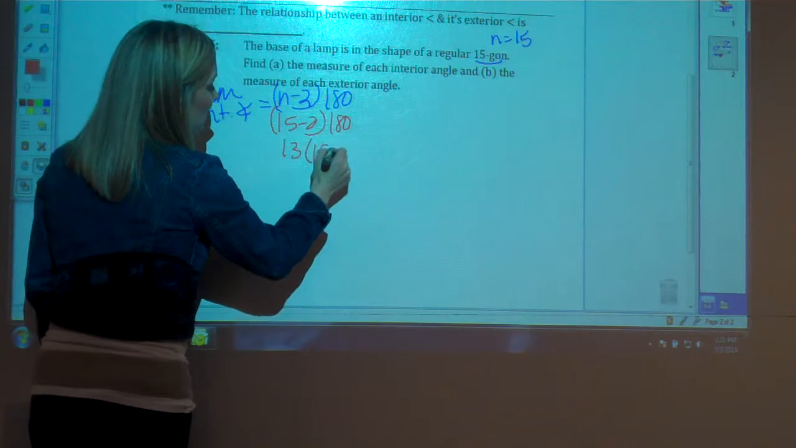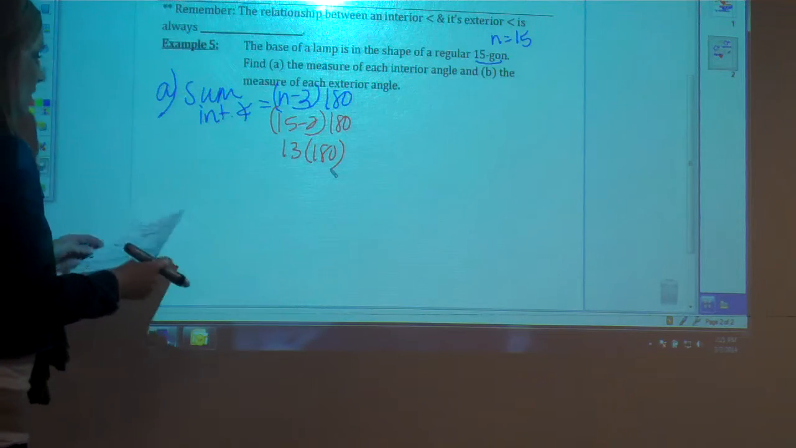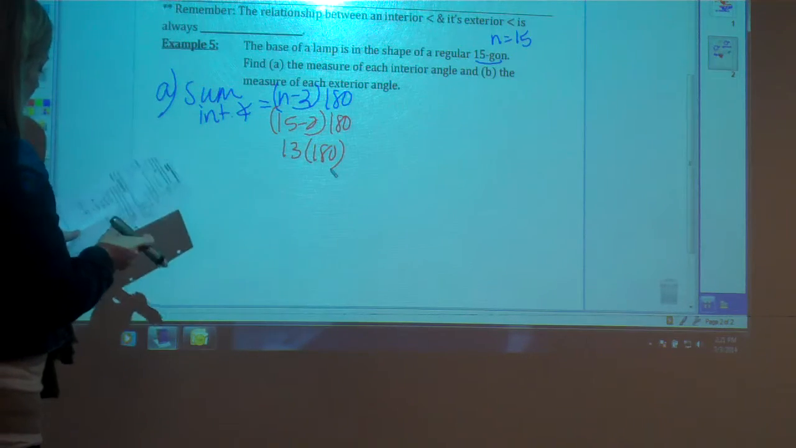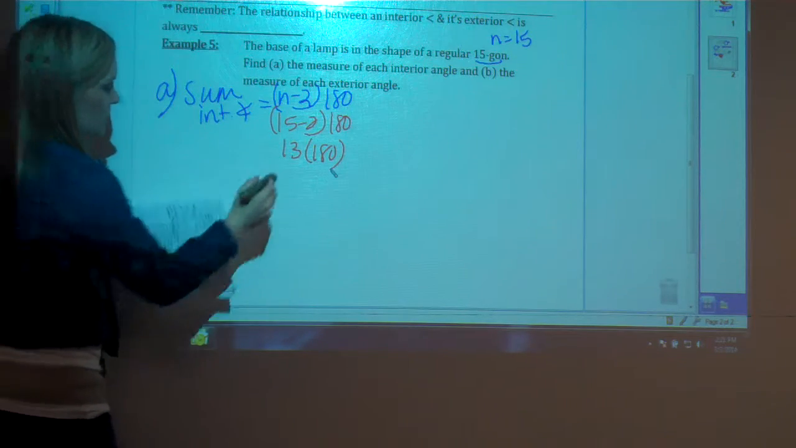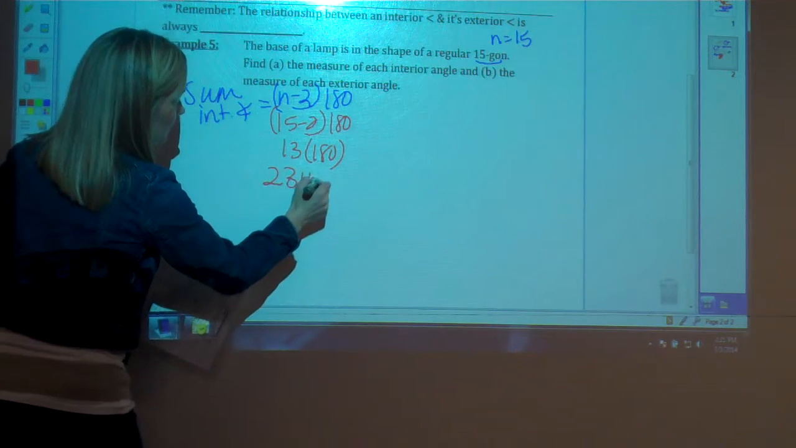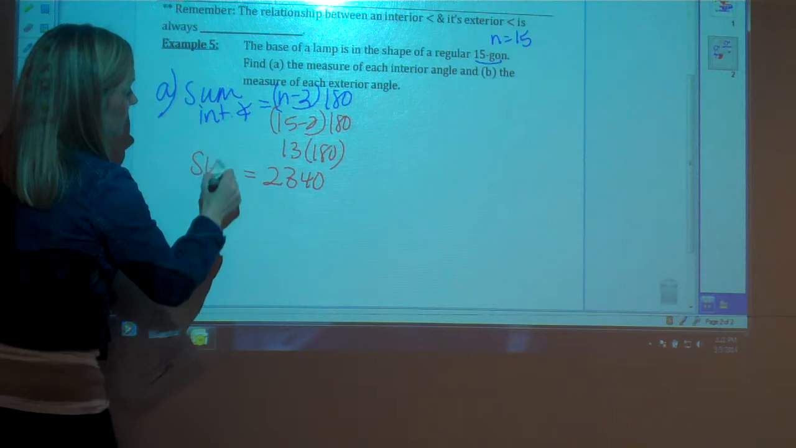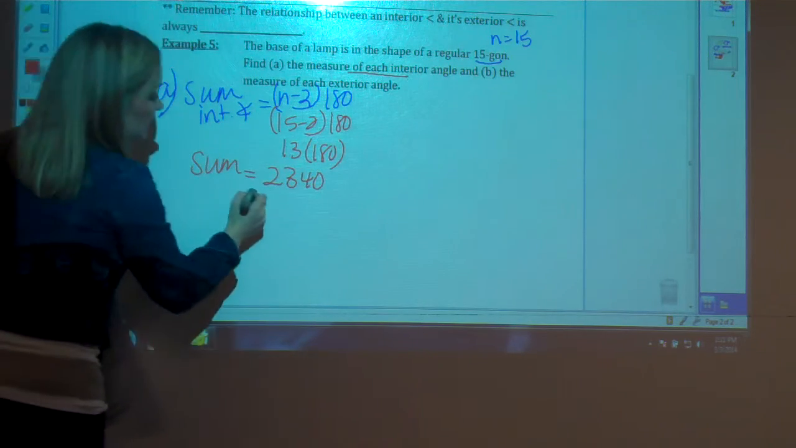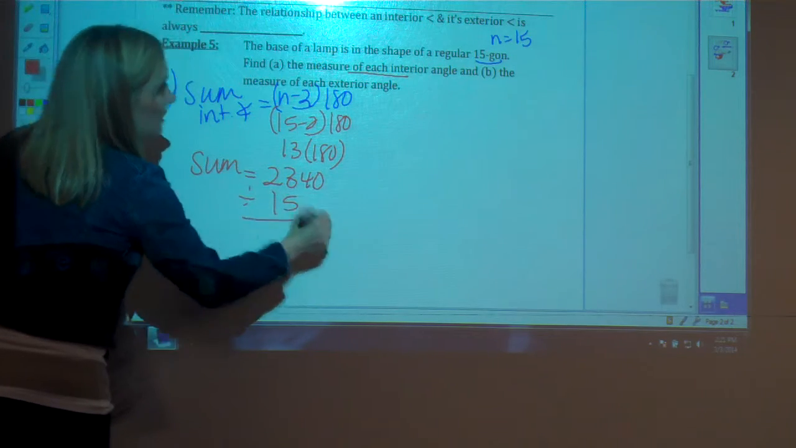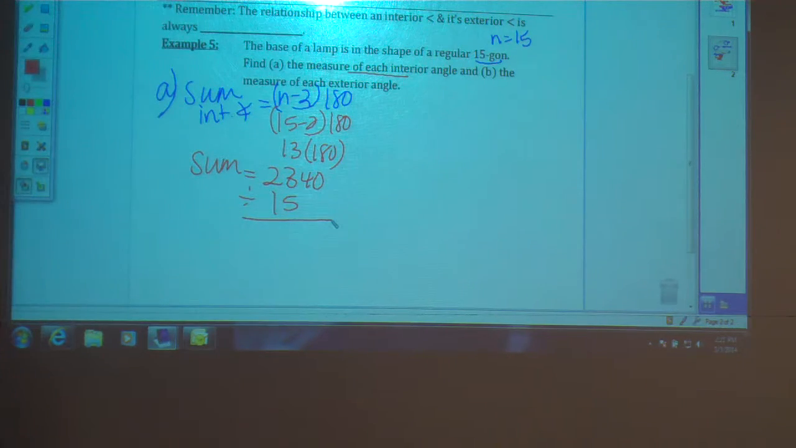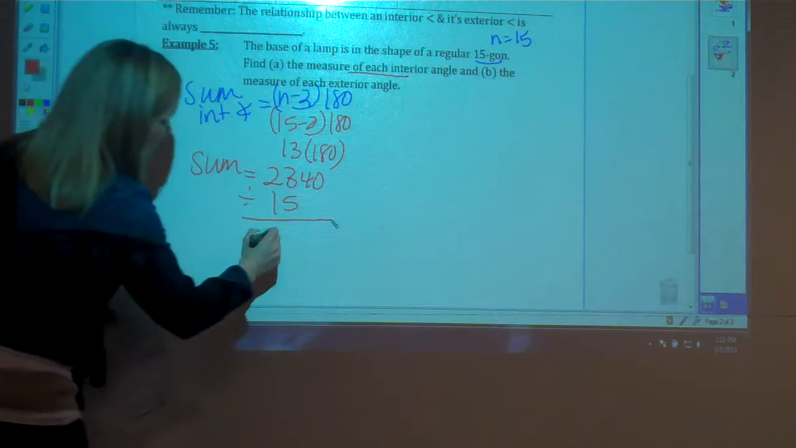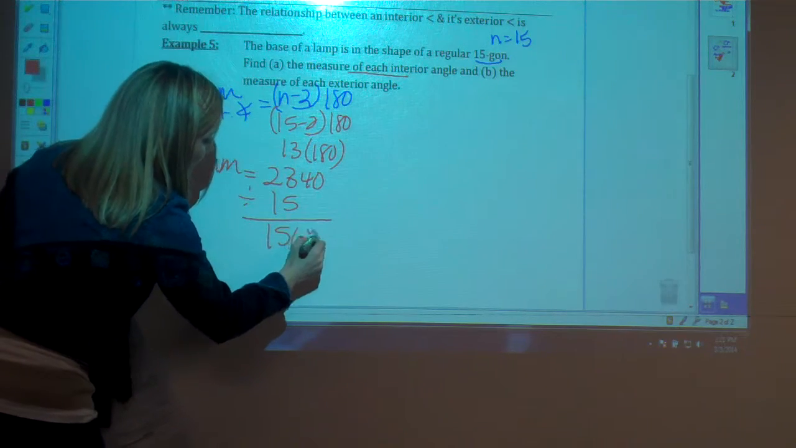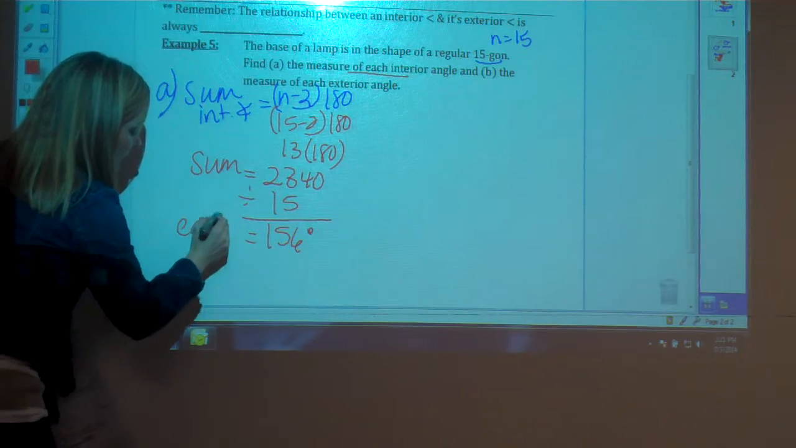13 times 180 gives us, what? 2,340. Okay, that's equal to the sum. But the question's asking for each interior angle. So if we divide it by 15, by the number of sides, remember it's regular, all of them are congruent, that gives me 156. Okay, that's each interior angle.